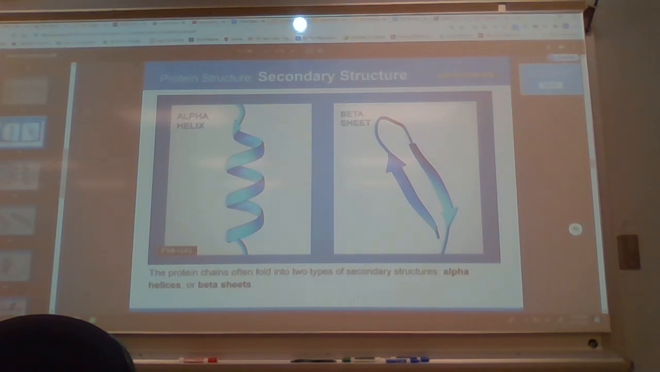Then we get to secondary structure. This is a folding of regions of a polypeptide chain. And there's really only 2 types of secondary structures that you'll see. You'll see these helices, alpha helixes, and something called beta sheets, beta pleated sheets. So this is just within a single region of the primary structure.